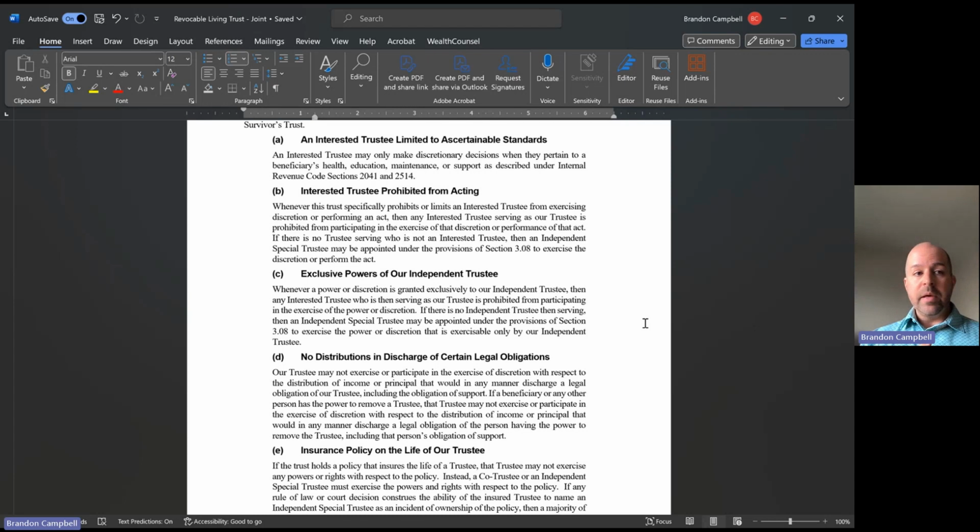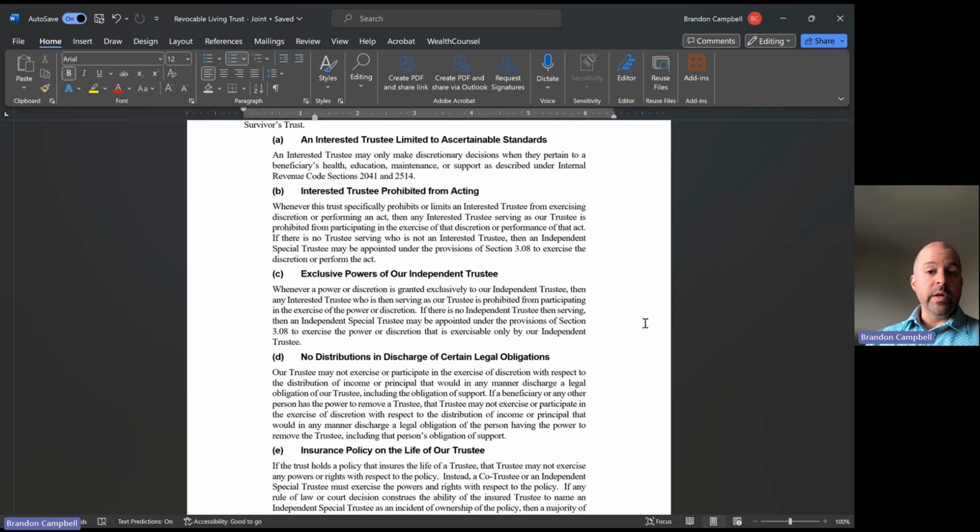So maybe I am going to have my best friend be my trustee, but everything I have is going to go to my kids, grandchildren, etc. Well, my best friend is never going to receive anything from this trust. So they're considered independent because they don't have any particular conflicts of interest in how the trust is going to be managed.